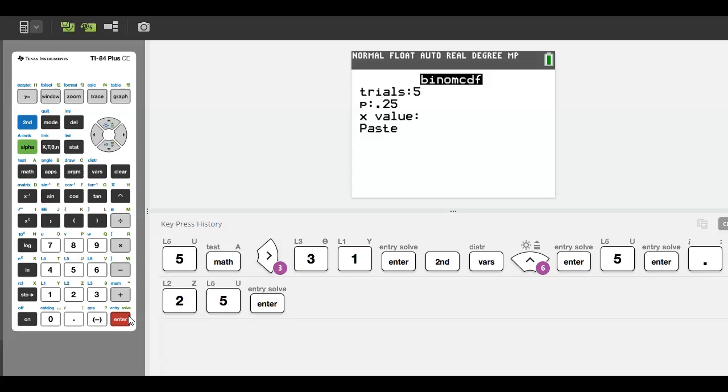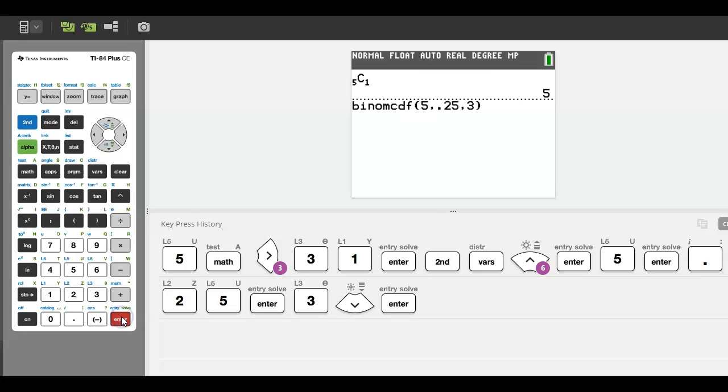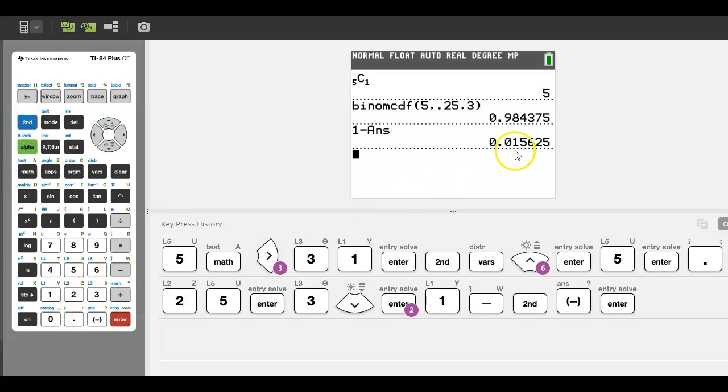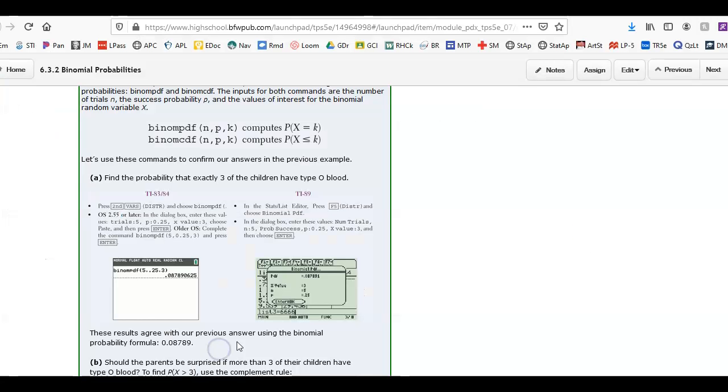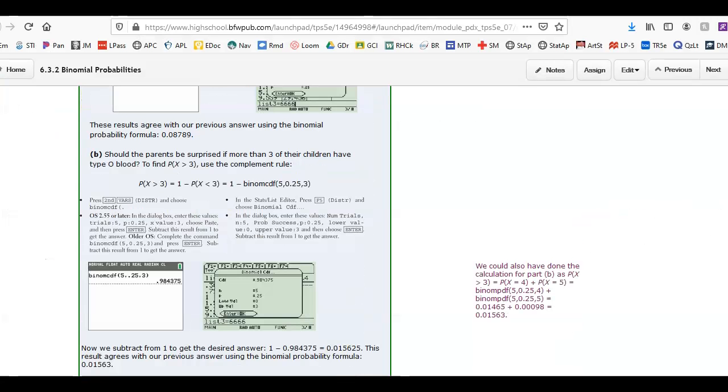And the X value, that's the number of successes. So if I want them to have more than 3 children with type O blood, then that would be 4 or 5. So if I put a 3 here, this is going to sum up the probability that 0, 1, 2, or 3 of their kids have type O blood. And then if I do 1 minus this, that's going to leave me with the probability that 4 or 5 of their children have type O blood, which is what we're looking for. And that's what they're doing here.